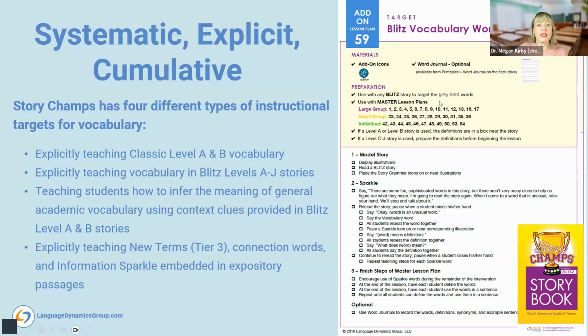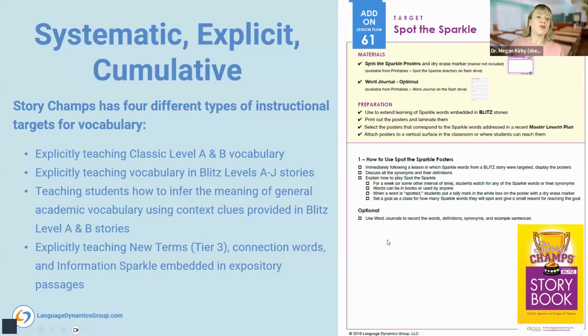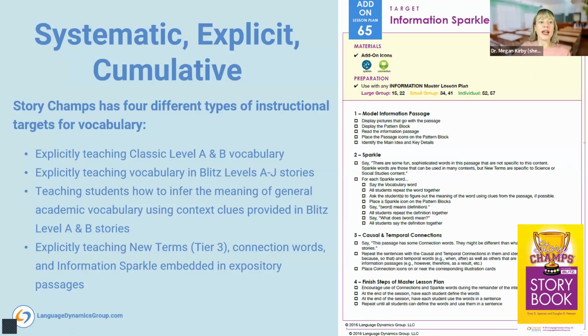Then we have a lesson plan on how to infer the meaning of general academic or tier 2 vocabulary using Story Champs Blitz stories only at level A and B, because the stories are written with the specialized font that shows you what the context clue is. And then you would basically ask them questions. I'll show you a little bit more about this in a second. And then last but not least, we also have ones for Spot the Sparkle and Information Sparkle, so tier 3. So we cover a lot.